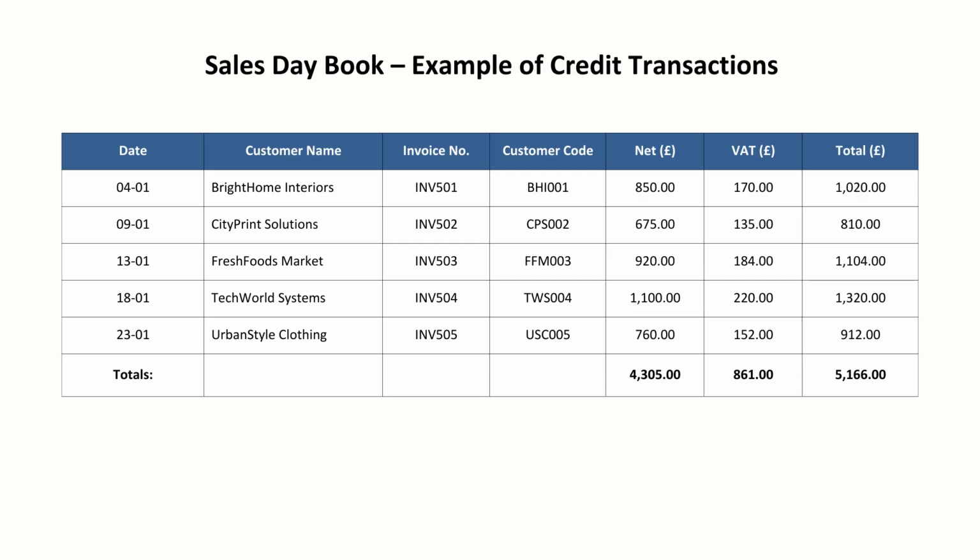Here we have an example of a sales day book, which records all goods and services sold on credit to our customers. Each line shows a separate sale during the month. For example, on the 4th of January, the business sold goods to Bright Home Interiors for £850 net, plus £170 value-added tax, making a total of £1,020.